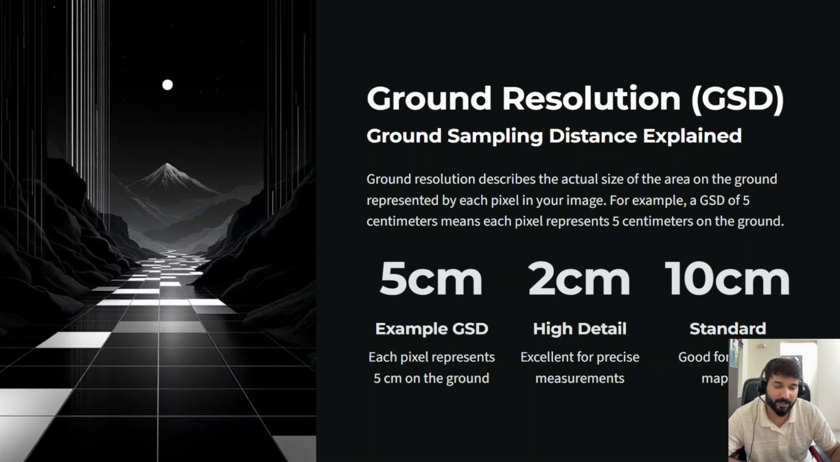Ground resolution describes the actual size of the area on the ground represented by each pixel in the image. For example, if a drone survey has a GSD of 5 centimeters, each pixel in the image represents 5 centimeters on the ground. A smaller GSD value means higher detail, which is important for projects requiring precise measurements.